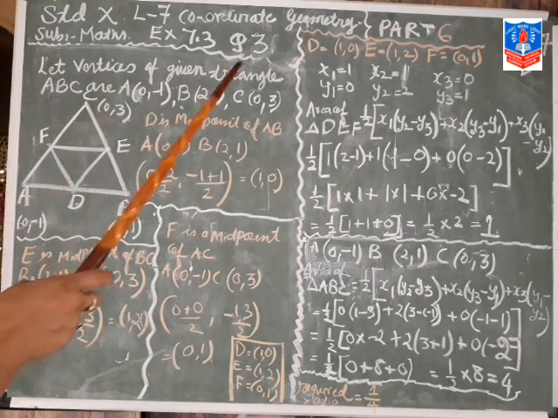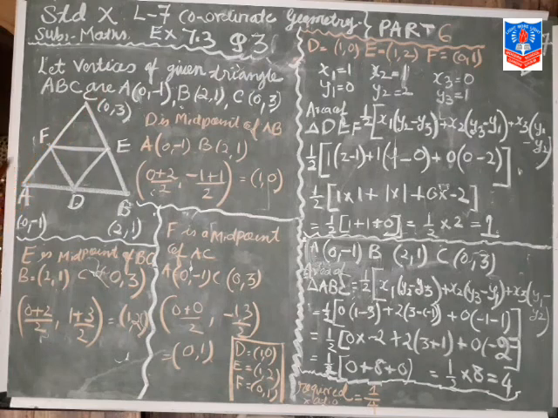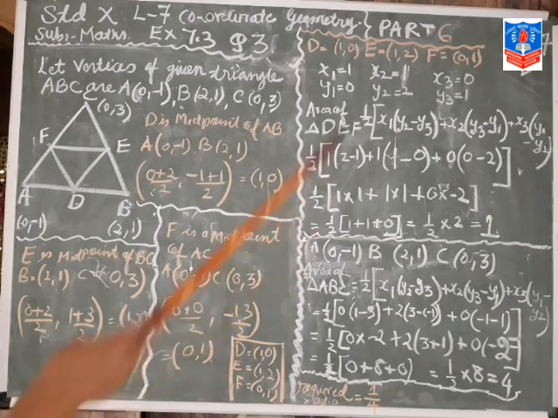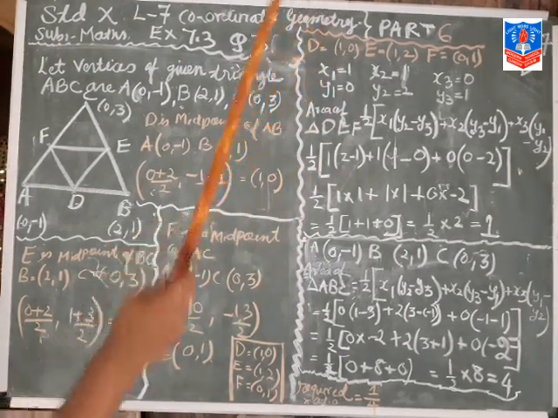Let the vertices of given triangle ABC be A, B and C as given. Okay, first D is a midpoint of AB. So we will write A and we will write B. Okay, so 0 plus 2 upon 2, minus 1 plus 1 upon 2. So 0 plus 2, that is 2 upon 2, so that is 1. And minus 1 plus 1, that is 0 upon 2, so that is 0. Clear? So now the point D we are getting is 1 and 0.